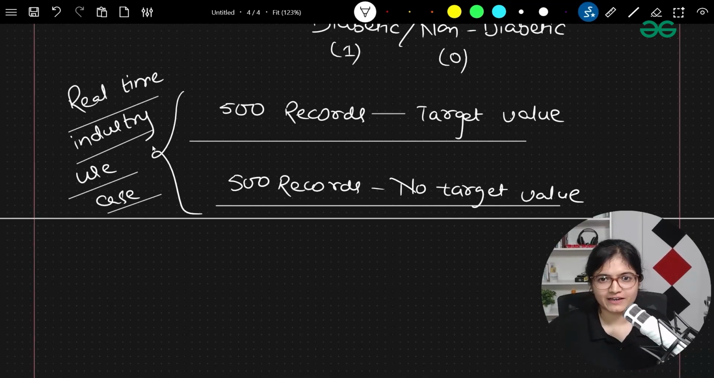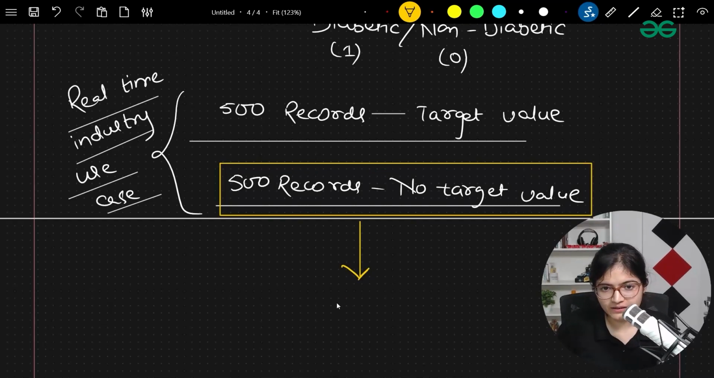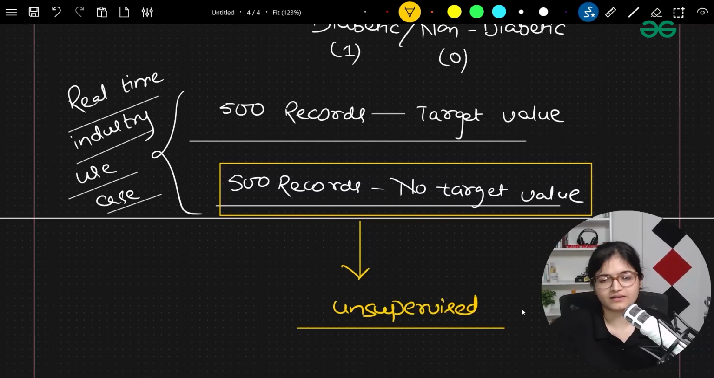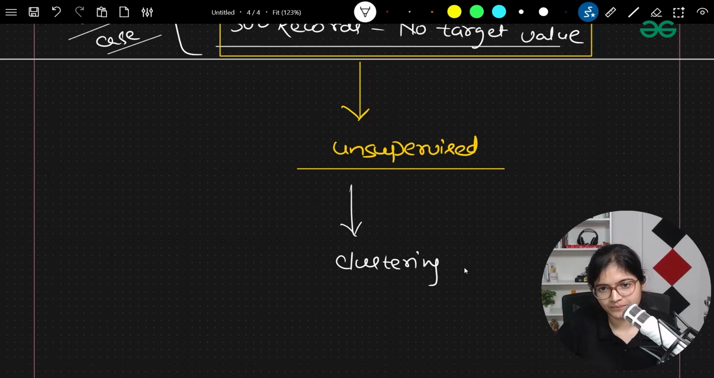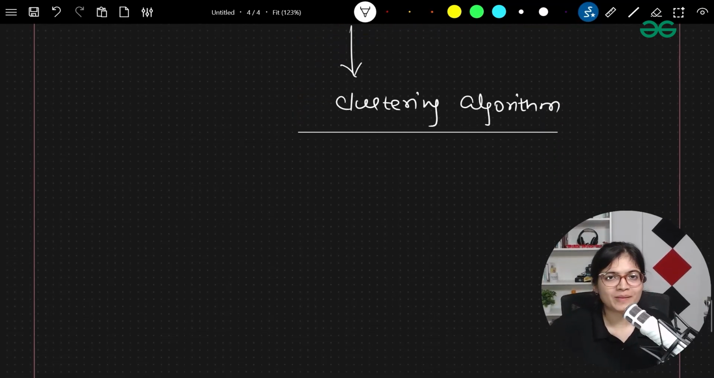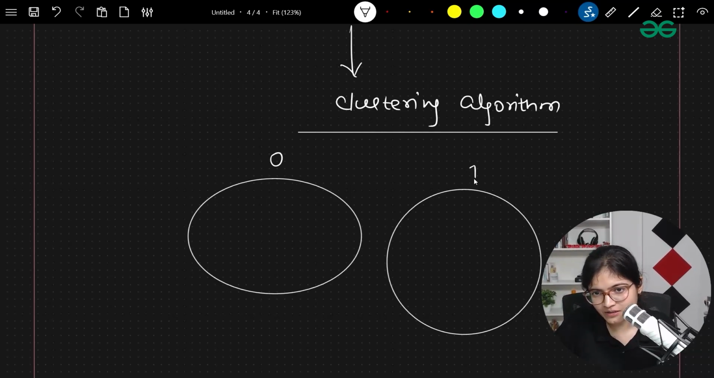Now, what can we do in this case? First of all, I'll focus on these 500 records which do not have any target value. And this is what we usually call unsupervised, because we have just discussed that unsupervised machine learning is one which does not have a target value. So you will apply clustering-based algorithms on this data. Now, what will happen when you apply the clustering algorithm? You will get two clusters. One cluster belongs to class 0, one cluster belongs to class 1. So you will have cluster 0 and cluster 1.